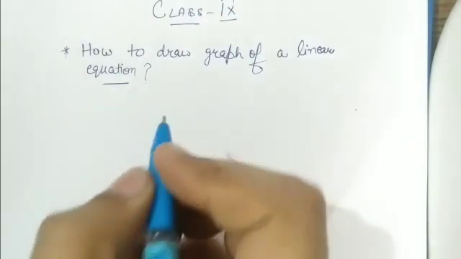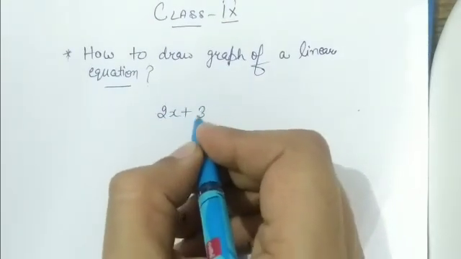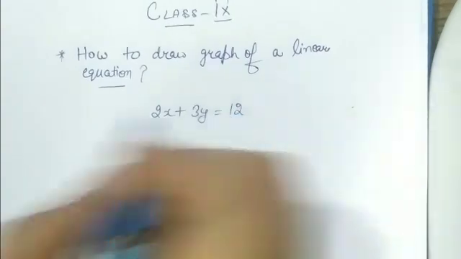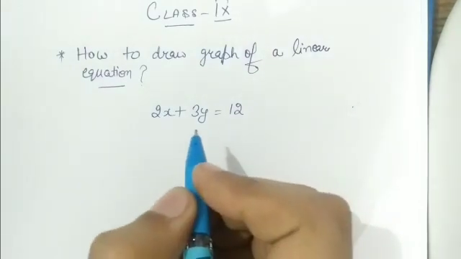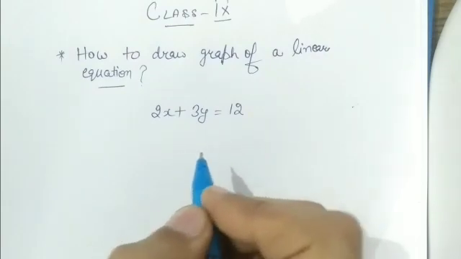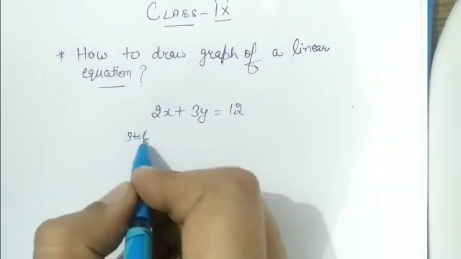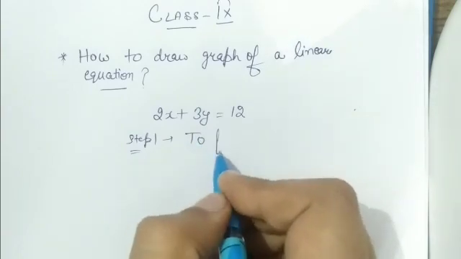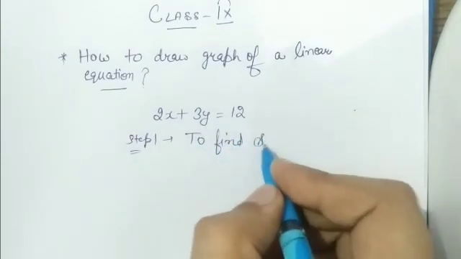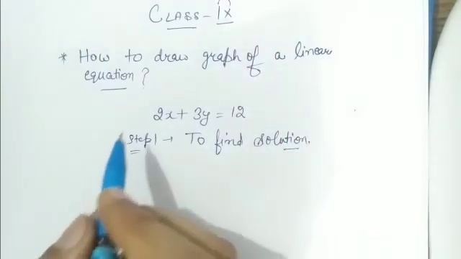So for this I am going to take a linear equation. Let's say I have 2x plus 3y is equal to 12. I have this equation and I am going to draw the graph of this linear equation. The first method for us is that step 1 will be to find solutions of the equation. We will just find solutions of that equation. So let's find the solutions of this equation.